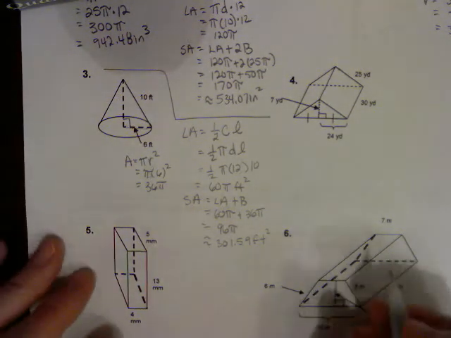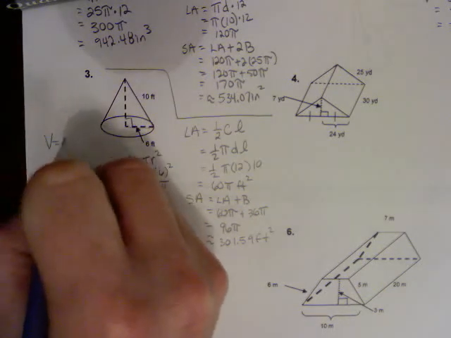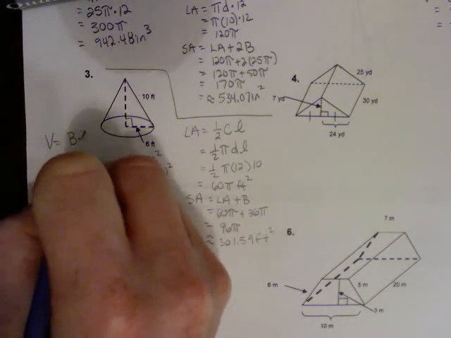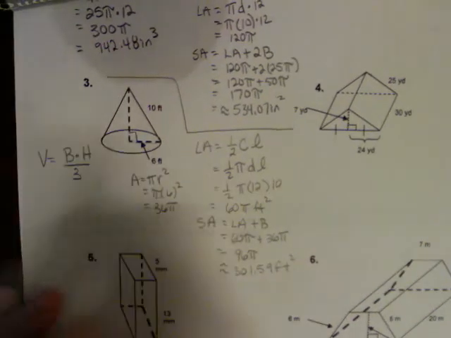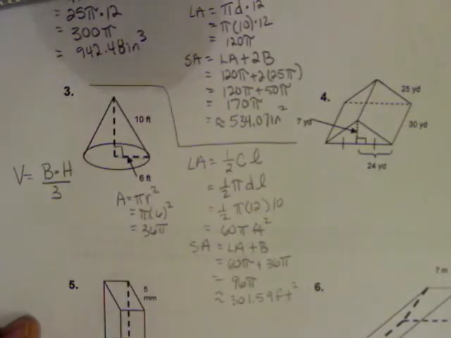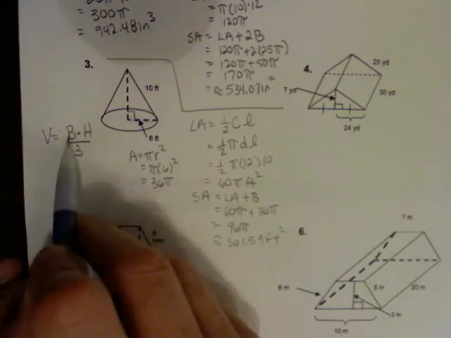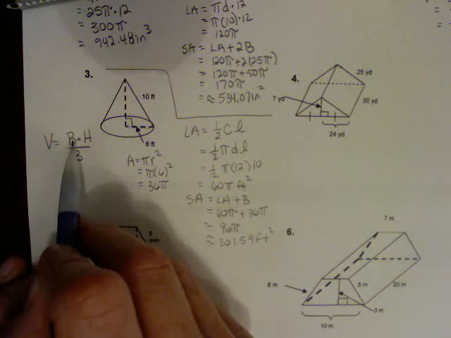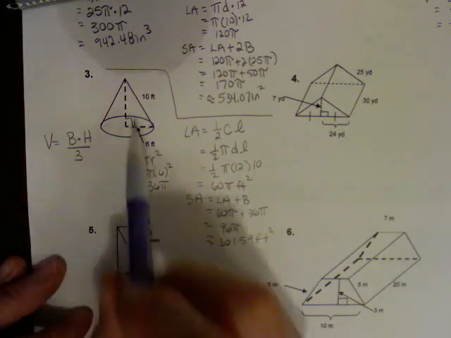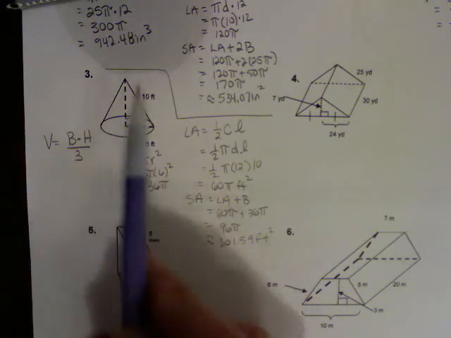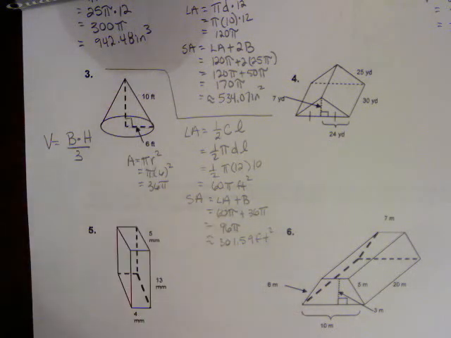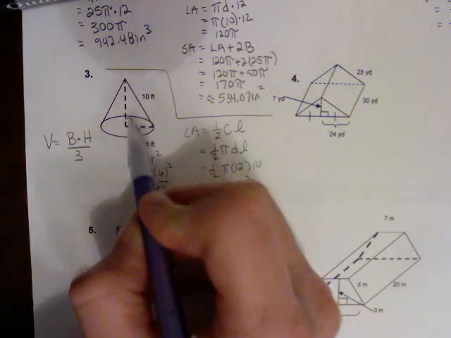Now to find the volume, it is the area of the base times the height divided by 3. The volume of a cone is 1/3 the size of a cylinder of the same base and height. So we can just find the volume of the cylinder, base times height, but then divide it by 3 to get the cone's volume. We need a height. We don't have the height, so we're going to have to use the Pythagorean theorem or Pythagorean triple to get this height.